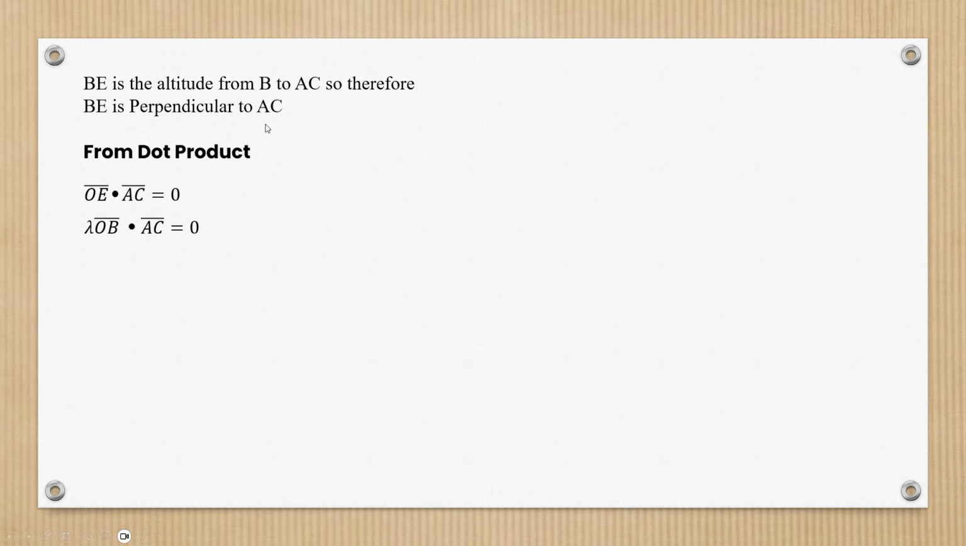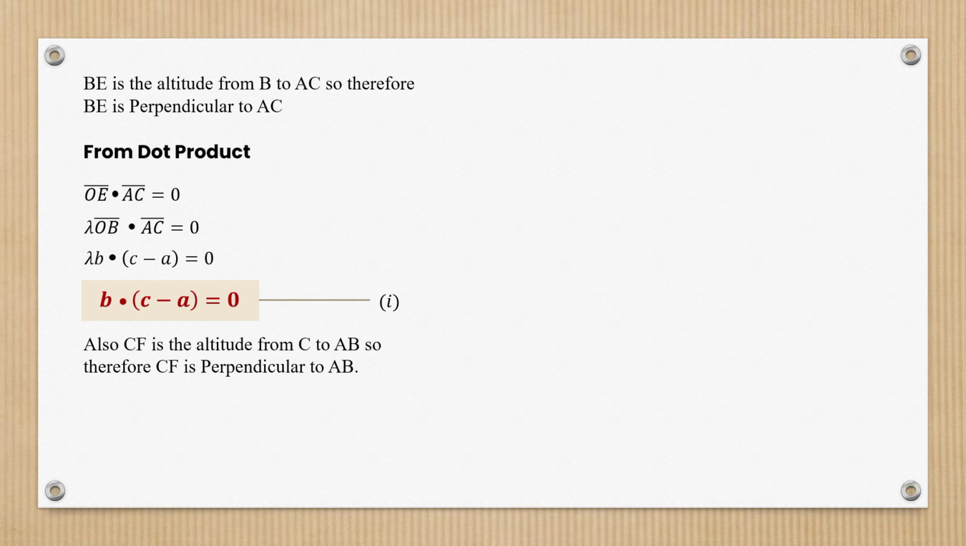And then remember from our proofs that OE is equal to lambda OB. And then we also know that OB can be represented as small b, and AC can be represented as C minus A. Now we can divide both sides by this lambda, and the lambda will disappear, and we'll be left with B dot bracket C minus A is equal to 0, and this shall be our equation 1.